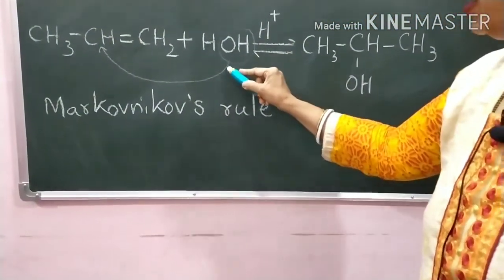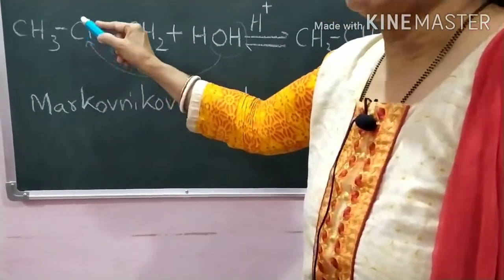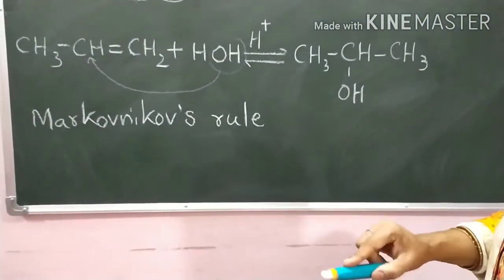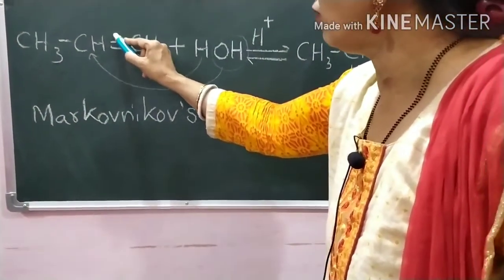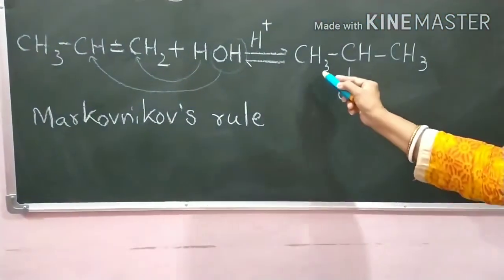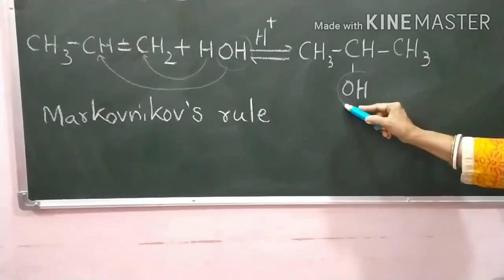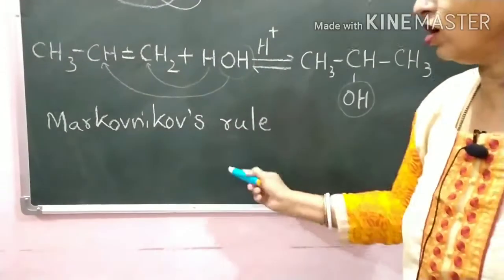The electronegative part binds to the carbon which has less hydrogen, or we can also say the carbon which is more alkylated, and hydrogen will bind to this carbon after breakage of the pi bond. So we get a secondary alcohol. The alcohol group is binding to the second carbon. So this is following Markovnikov's rule.